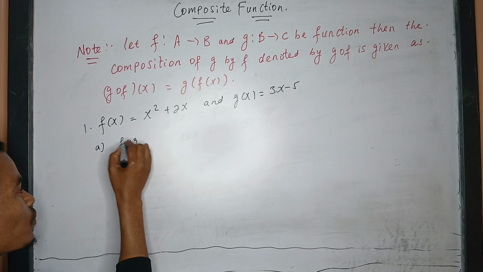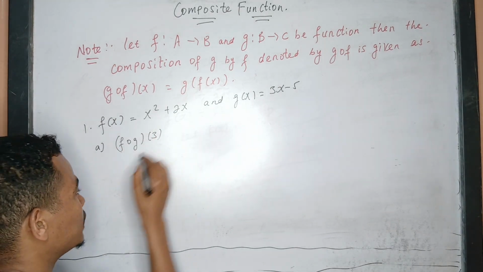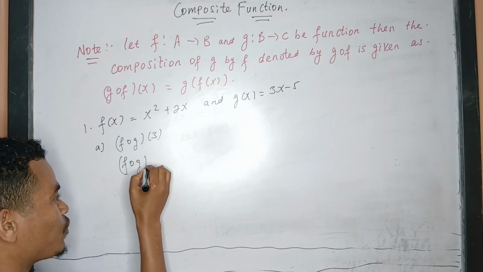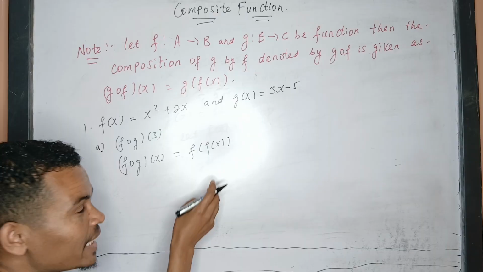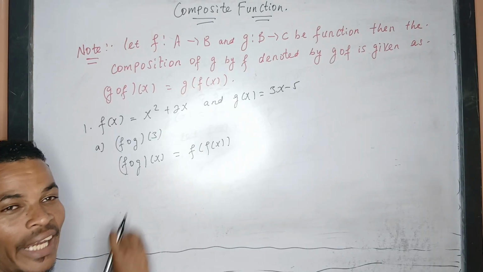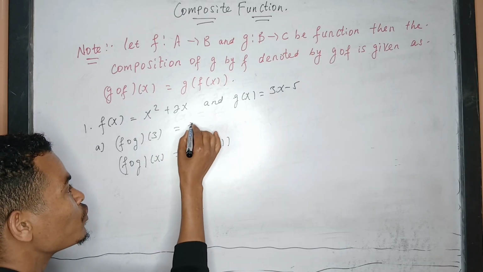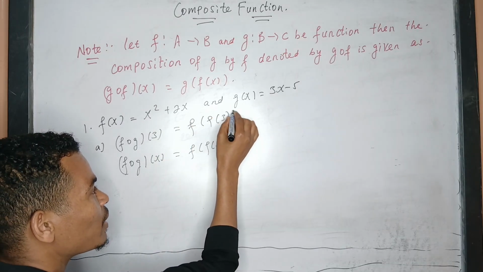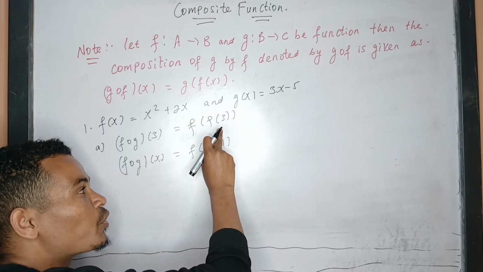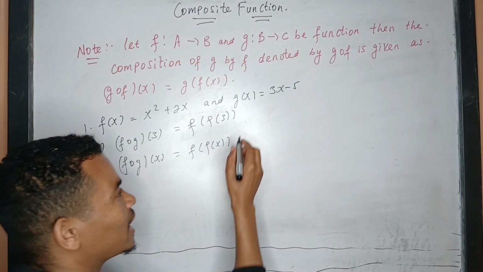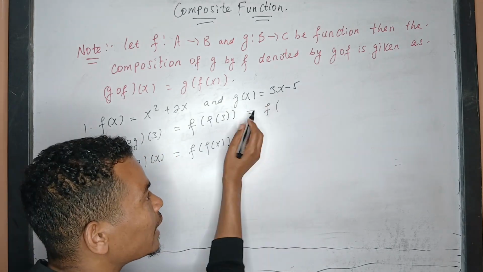(f∘g)(3). That means (f∘g)(x) is the same as f(g(x)). That means inserting the function g(x) into f. So (f∘g)(3) means f(g(3)). First we insert 3 into the function g, then we insert the value of g(3) into function f. This is the same as f(g(3)), which means substituting 3 in place of x.